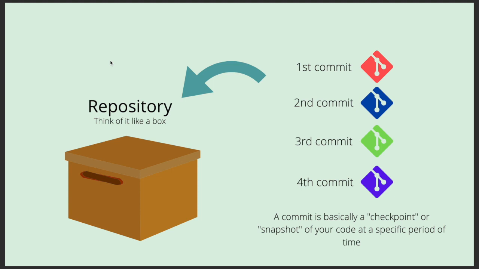So a commit is basically the checkpoint we said earlier, your code at a specific period of time, whether it's without the feature or without the error or whatever it is. You just want to go back to a previous instance of your code.